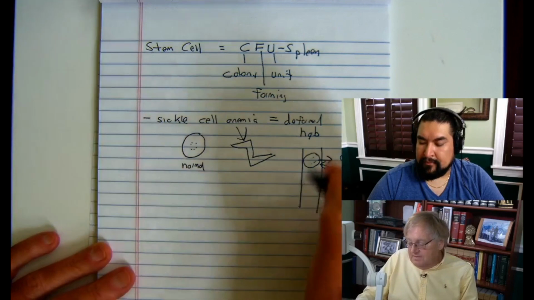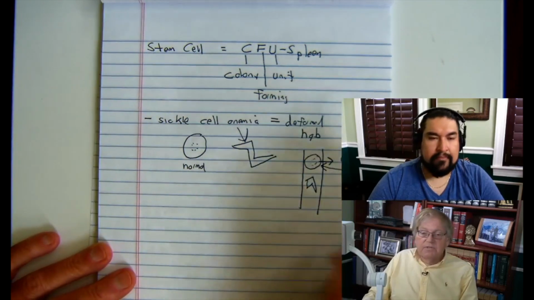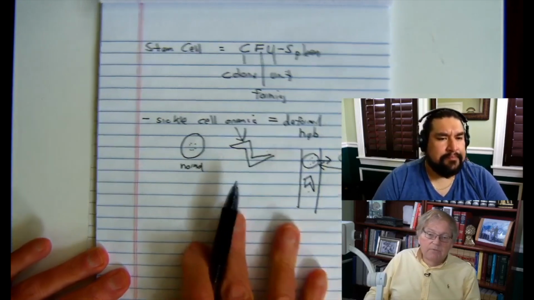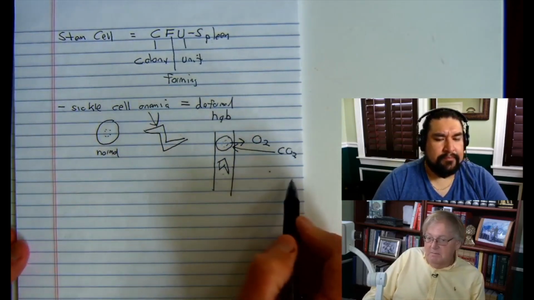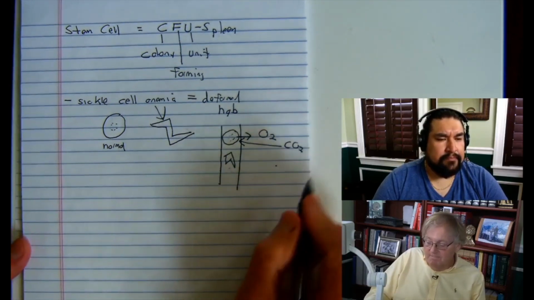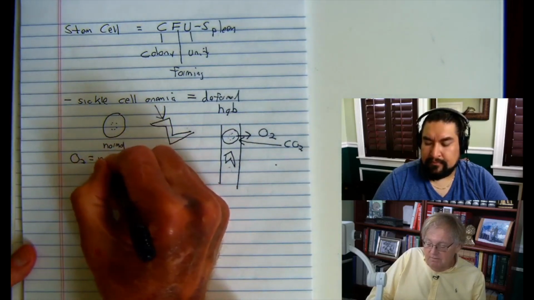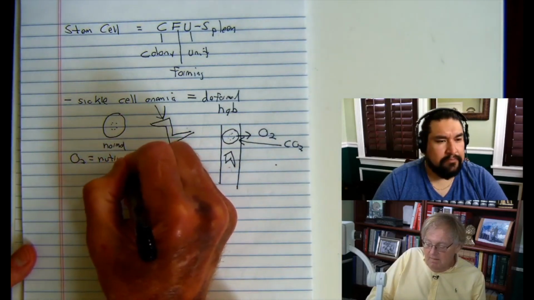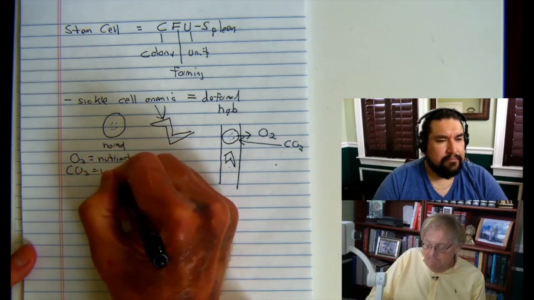But if I've got a sickle cell here, it doesn't really touch the wall. I'm not really going to be able to get oxygen away, and I'm not going to be able to get that CO2 back in to carry away that product. Just remember, O2 is going to be called the nutrient, and CO2 is going to be called the waste.